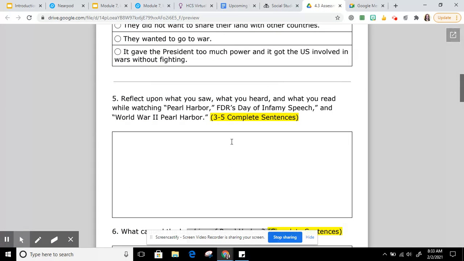Number 5, reflect upon what you saw, what you heard, and what you read while watching Pearl Harbor, FDR's Day of Infamy speech, and reading the World War II Pearl Harbor.